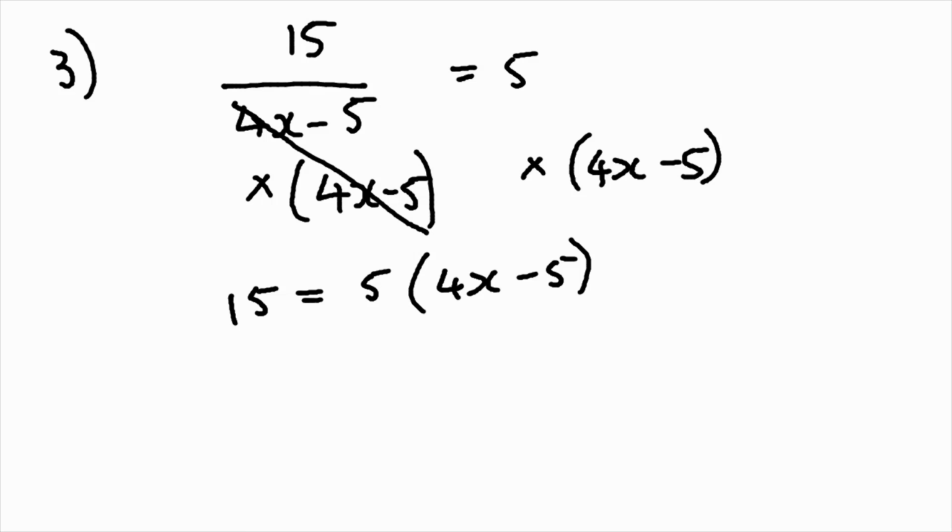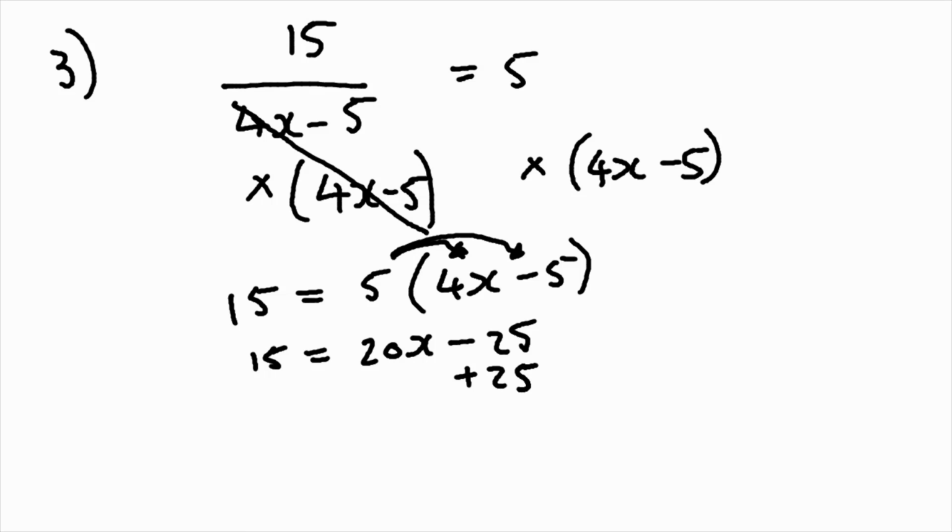So like we did before with the brackets example, we're going to multiply out the brackets. So 5 times 4x and 5 times negative 5. 5 times 4x is going to give us 20, and 5 times negative 5 is going to give us negative 25. Now we can solve it like we did before. We're going to add 25 both sides. And then we're going to finish off by dividing by 20.